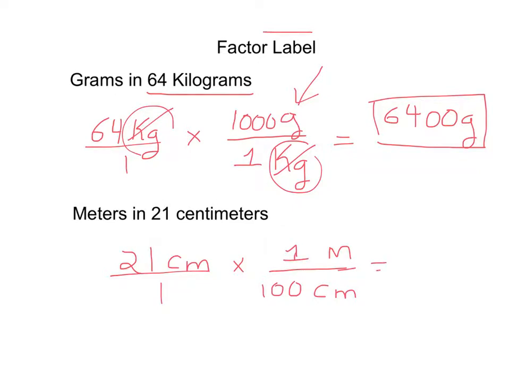So if I multiply across the top, I get my centimeters cancel with my centimeters. I get 21 meters divided by 100. And that's going to be moving the decimal place over 2, right? So 21 divided by 100 is 0.21 meters.